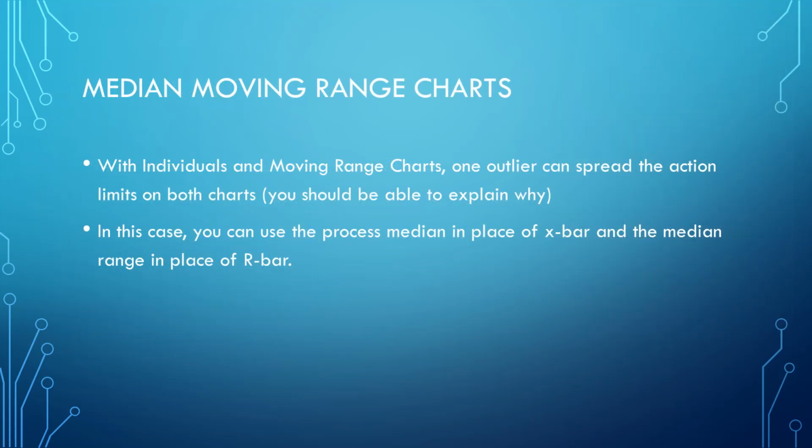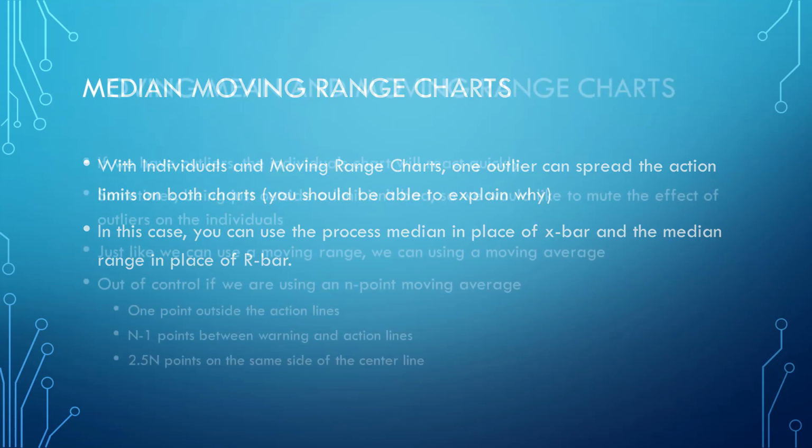Up to this point, all of these individual charts have been using the average moving range as a measure of variation. However, one or two outliers can skew the average pretty easily. So in times when you can't group and you're worried about outliers having too much of an impact on your limits, you can choose instead to use the process median in place of X bar and the median range in place of R bar. This will mute the effect of those outliers.